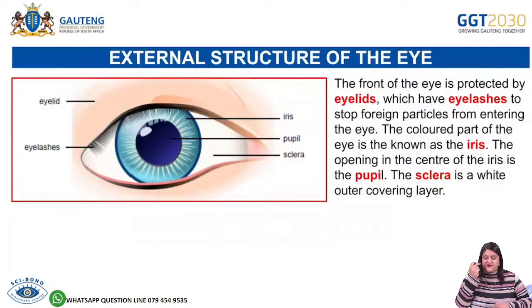So the front of the eye is protected by the eyelid, which has eyelashes to stop foreign particles from entering the eye. The colored part of the eye is known as the iris, and the opening in the center of the iris is the pupil, and the sclera is a white outer covering layer.